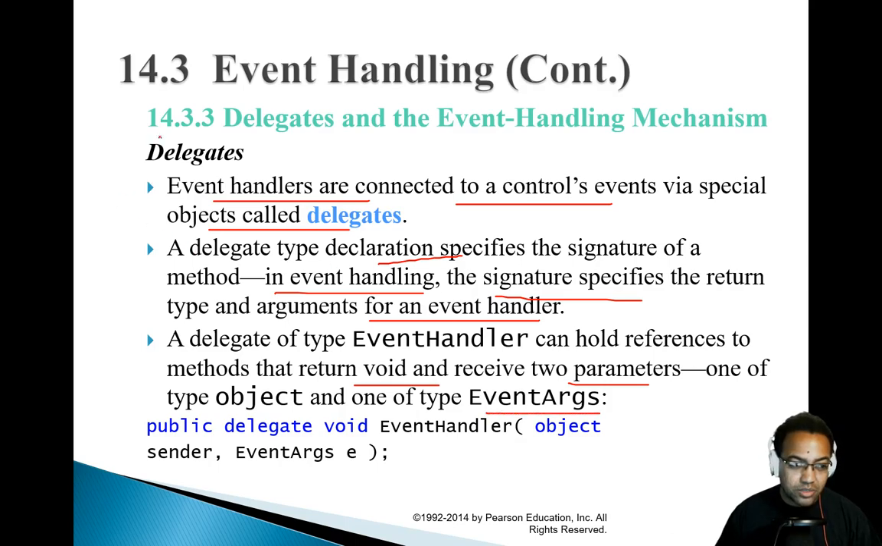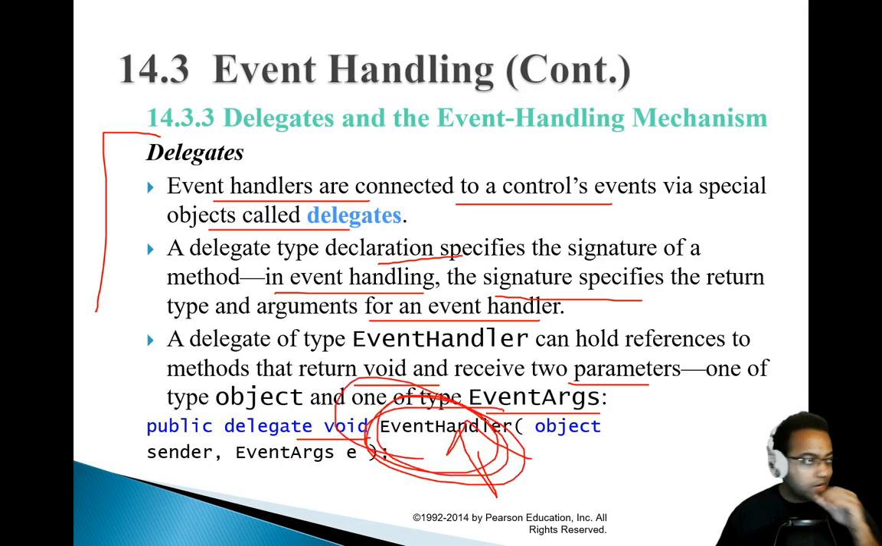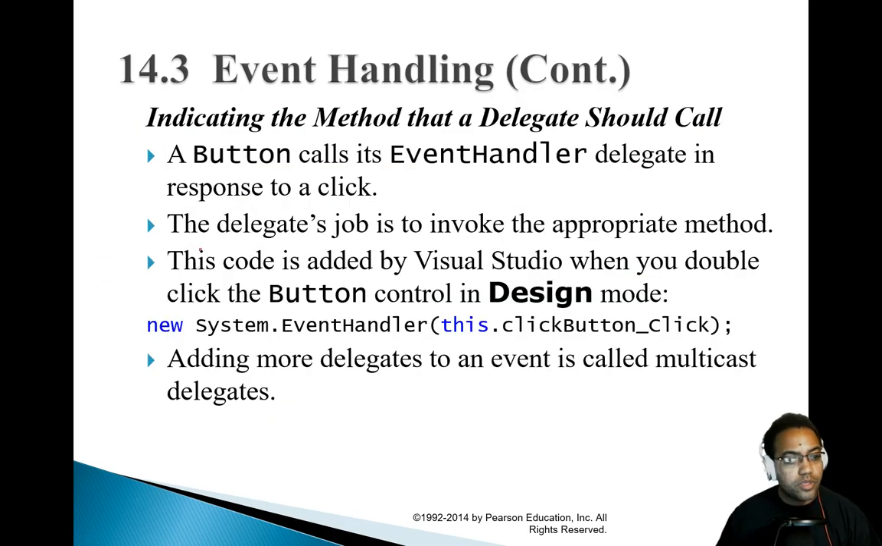This is a lot to take in. Just understand that delegates are what event handlers use to ensure that events are executed appropriately. So, a button calls its event handler delegate in response to a click. The delegate's job is to invoke the appropriate method.